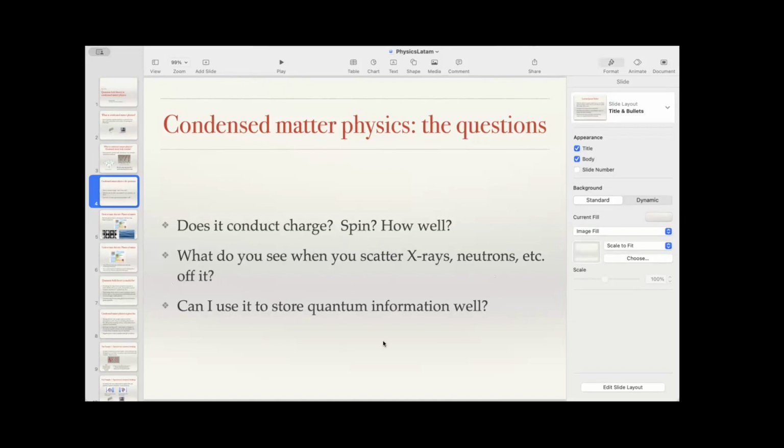And more recently, a question that people are very interested in is, can I use a material like this to store quantum information in a way that's sort of robust to noise? So a priori, I'm not going to say very much about this in the rest of the talk, but if you're interested, you can ask me maybe in the break, because this is a kind of a big one.